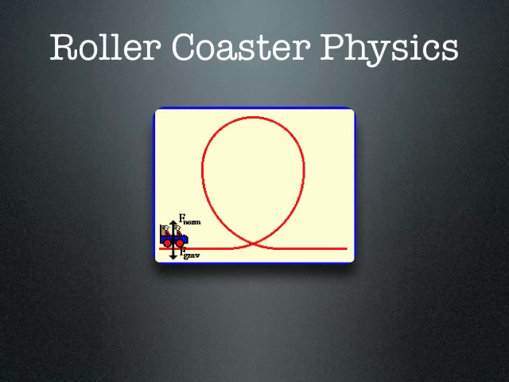Roller coaster physics. Here a roller coaster car is going around the loop. The forces on the car are the gravitational force and the force of the track, the normal force. Let's look at that again. Gravity is always pointing down, towards the center of the Earth, and the normal force is pointing normal to the direction of the surface of the track. These forces can combine or be in opposition to give us a net force towards the center of the curve.